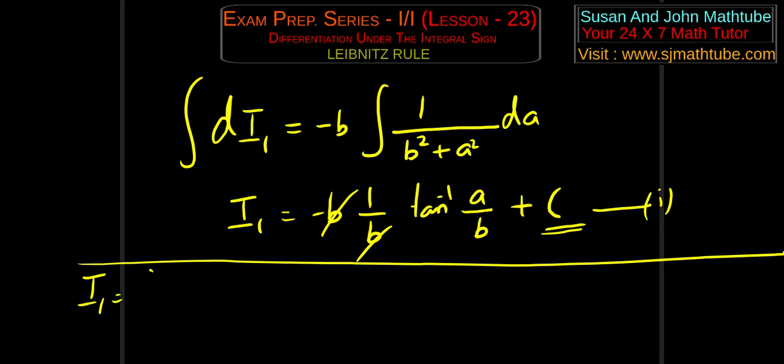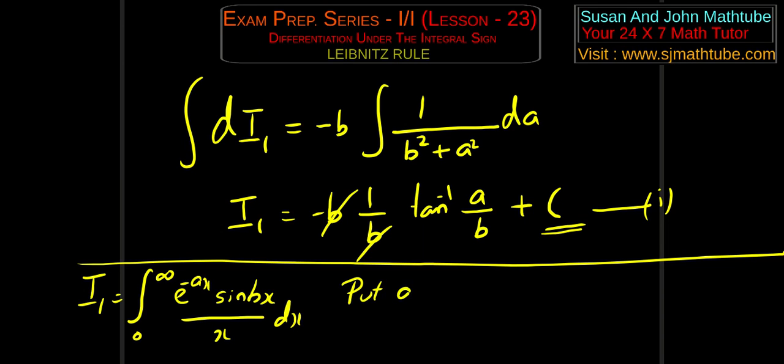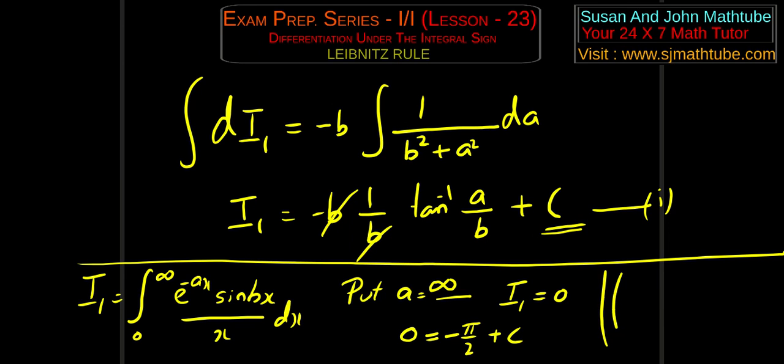Write I1. I1 is something which we created, integral of e power minus ax sin bx by x dx. We differentiated with respect to a. So I ask myself, putting a is equal to what makes the integral I1 vanish? And the answer is simple. I had to put a is equal to infinity. I had to make a tend to infinity, and I plug in all those values, so I get 0 is equal to tan inverse infinity, which is 90 degree or pi by 2. So that gives me C is equal to pi by 2.